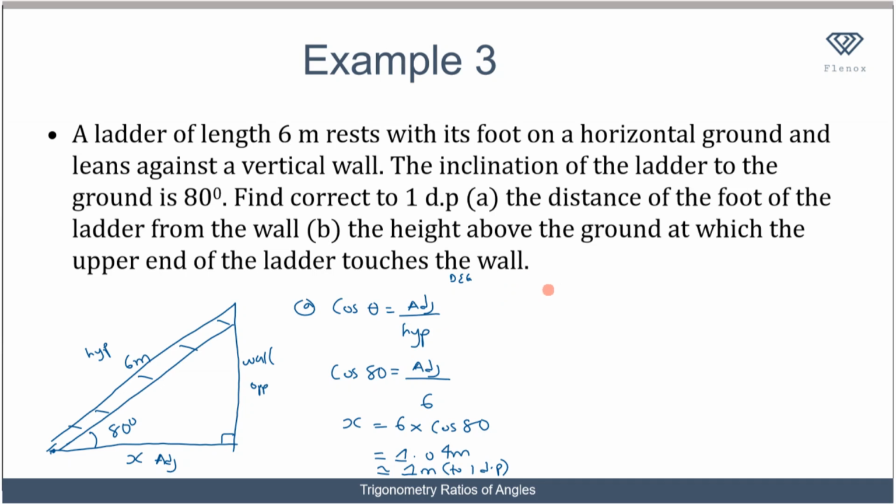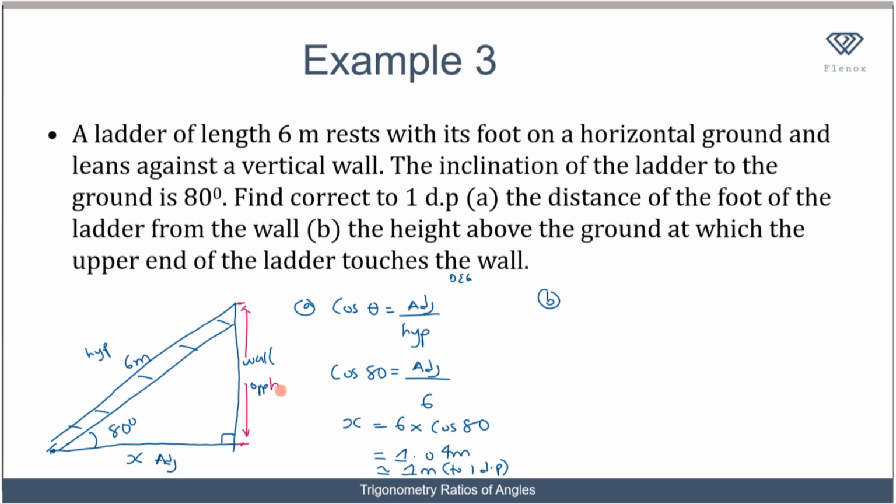So now let's look at the B part of the question. The B part tells us to find the height above the ground at which the upper end of the ladder touches the wall. So now I'm told to find the height from this point where the ladder touches the wall to the floor. So let me call that height h.